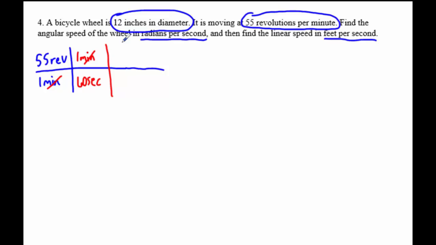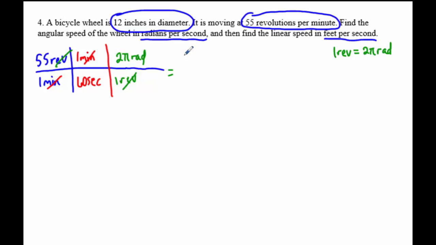Then I need to go from revolutions to radians. If you haven't already written it down on your perfectly allowed sheet of paper, 1 revolution is 2 pi radians. That means I need to put 1 revolution on bottom and 2 pi radians on top, so my revolutions will cancel out. That means I have radians per second, which is what we are asked for.